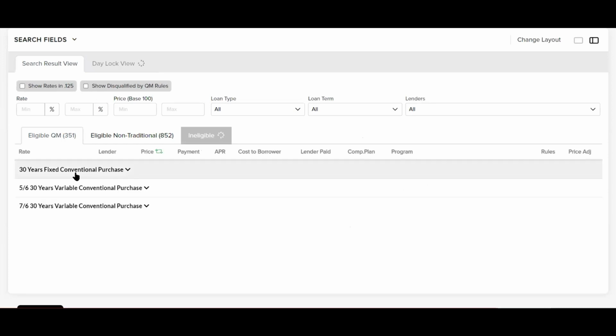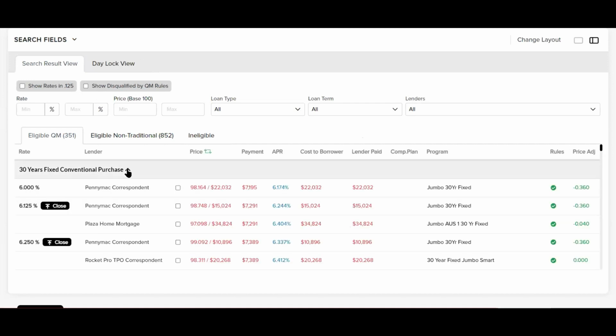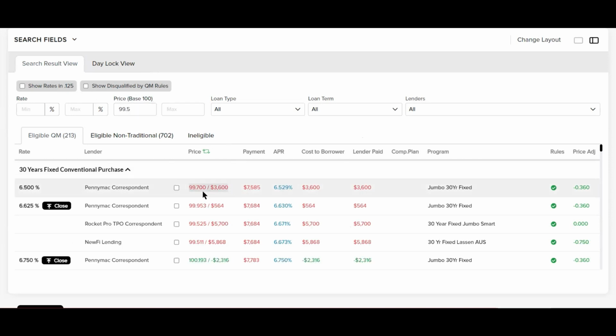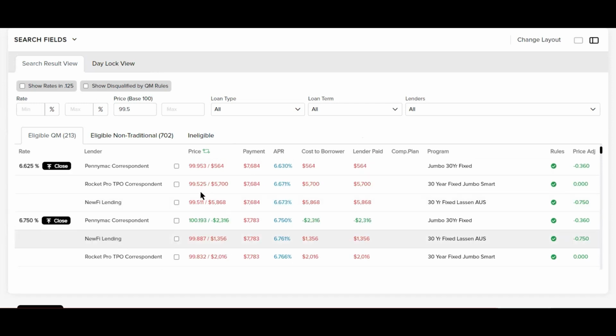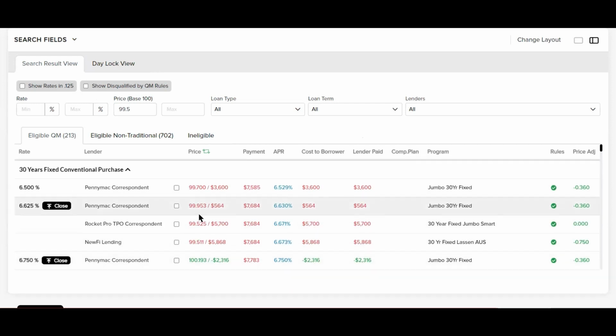Okay. So as you see, 30-year fixed, 5/6 ARMs, and a 7/6 ARM. So if I open this one up, it's going to bring in all the different lenders that are in there. Let's go to a 99.5 because I'm going to do a borrower paid transaction. I'm going to start looking. Okay, realistically, we're at 99.953 PennyMac, so 6.625 is what I could get my borrower right now, and then I'd be charging them, of course. That's on a 30-year fixed.